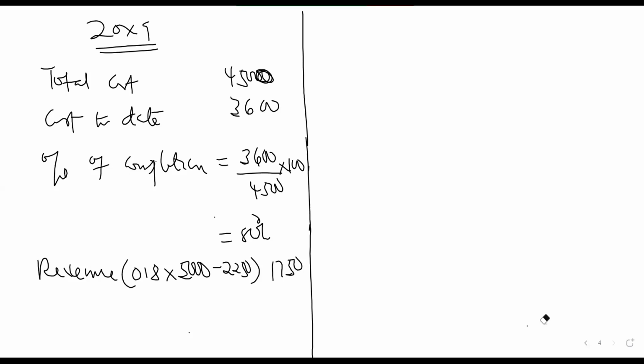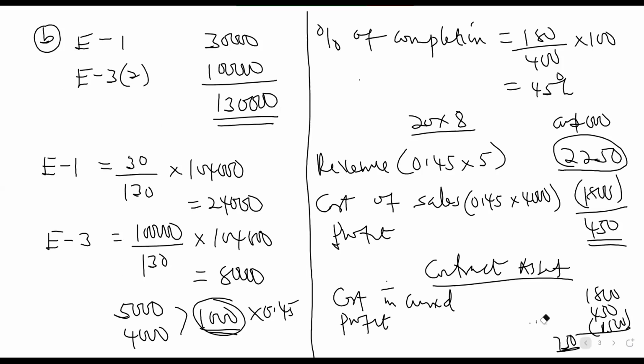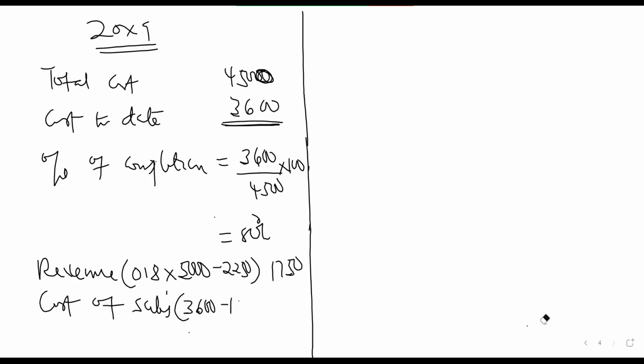Okay. Let's come to cost of sales. The cost of sales will be what? It will still be 0.8 times the 4,500, which will be the same as the cost to date. But that cost to date is the cost that we should incur up to date. We have already recognized the cost of what? 1,800. So we should be having 1,800.